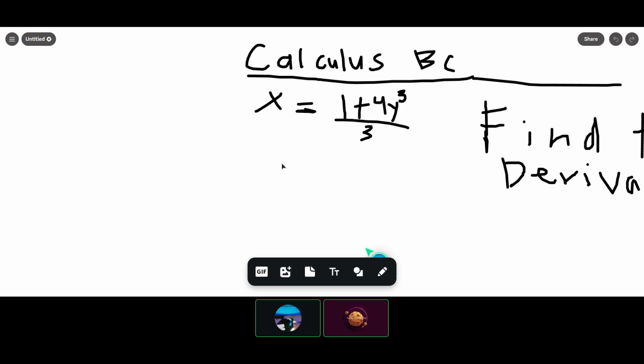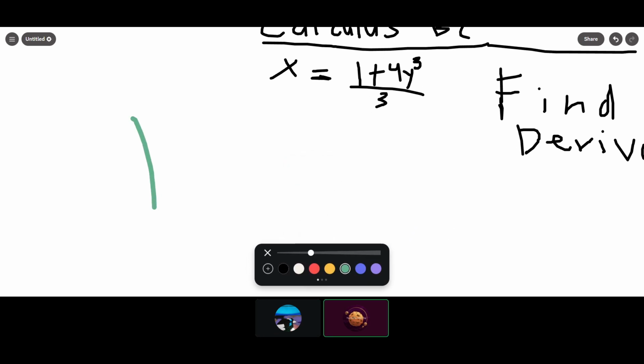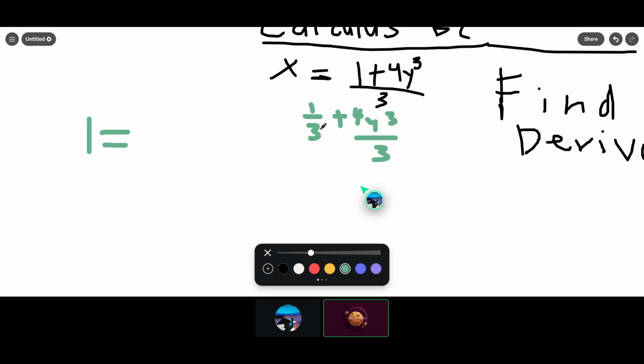So the derivative of x is 1. Now we got 1/3. So we're gonna split this up into 1/3 plus 4y cubed over 3. So the derivative of a constant is always 0. So we have 0.